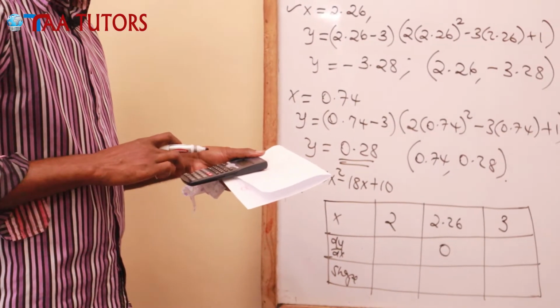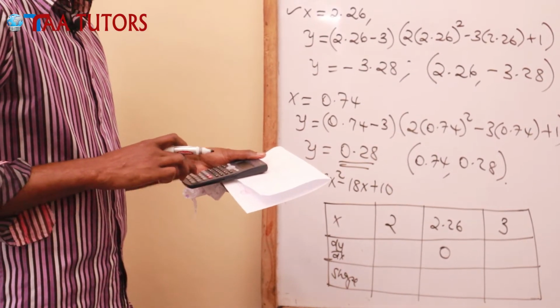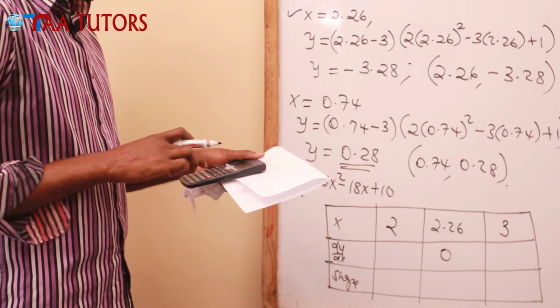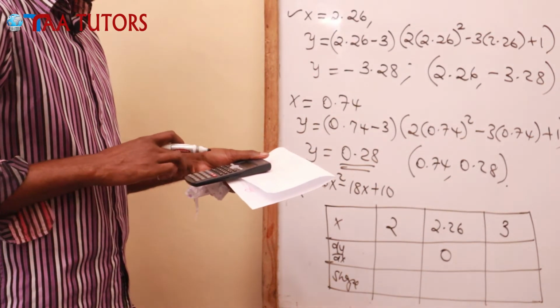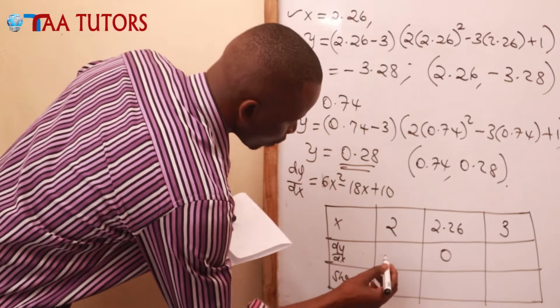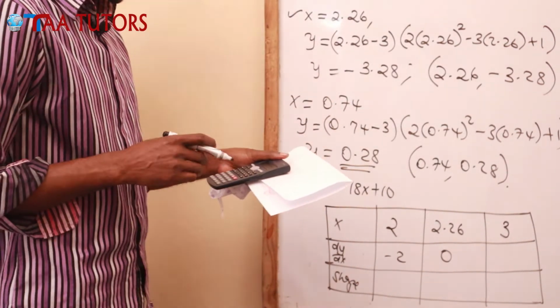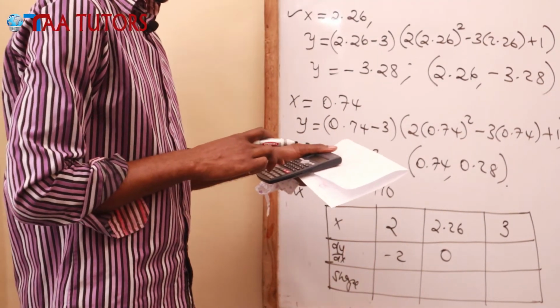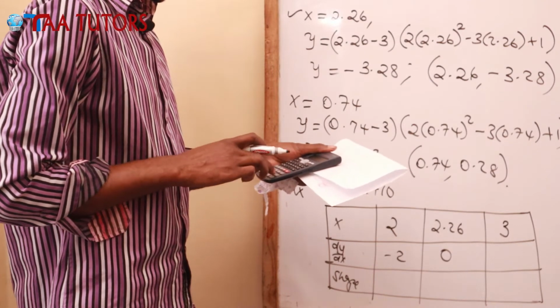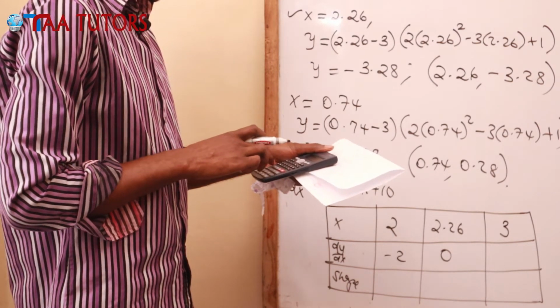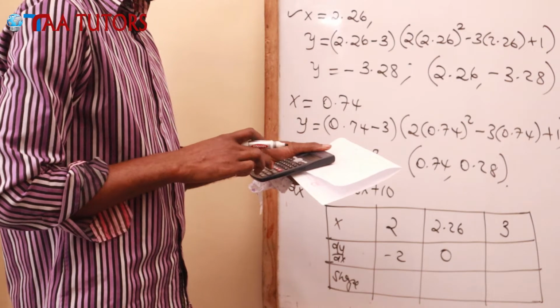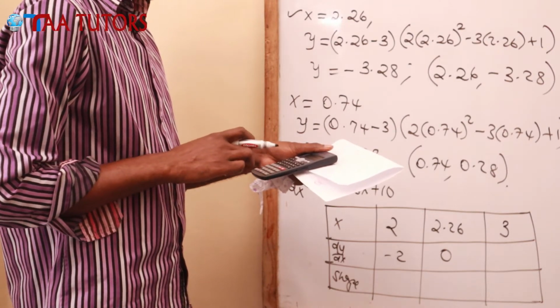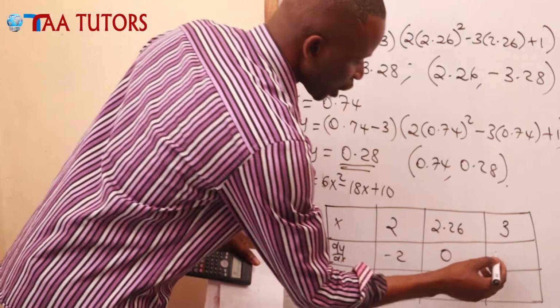6 into 2 squared minus 18 into 2 plus 10. That is giving us negative 2. So this is negative 2. What about if it's 3? It's going to be 6 into 3 squared minus 18 into 3 plus 10. That is giving us positive 10.